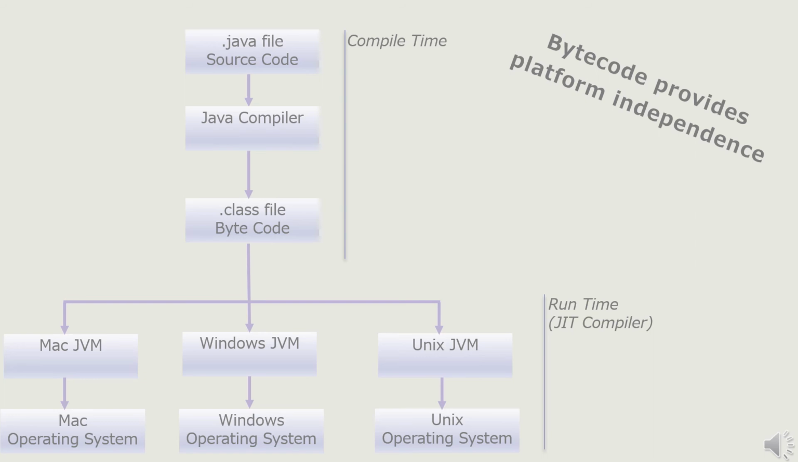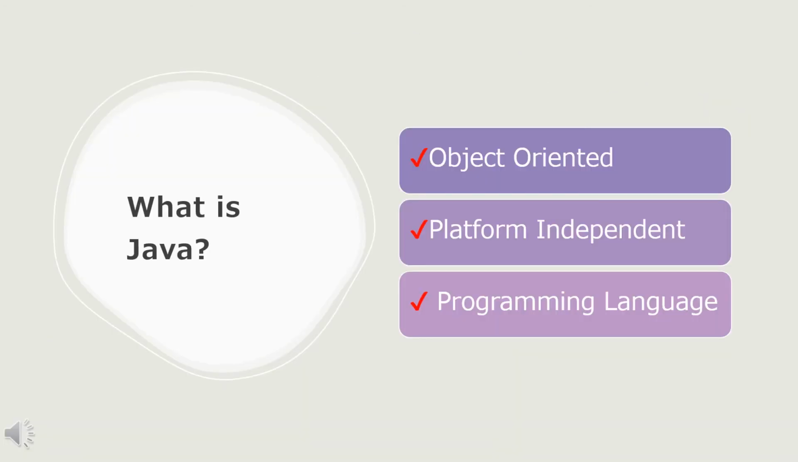This helps when you want to write your own code and run it anywhere without having to recompile it for each operating system. You also have JIT compilers that help speed up this process for the JVMs. Isn't that pretty cool? We have now covered the basics of what is Java. You don't have to remember everything we went through, but just know that Java is an object-oriented, platform-independent programming language.